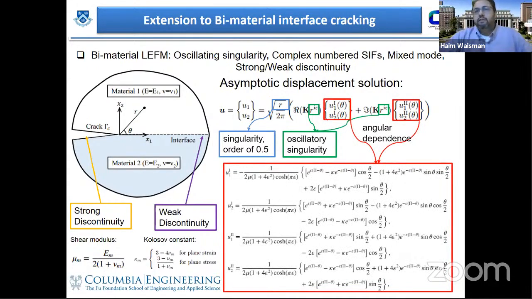And what we have done here is propose to use special enrichment functions, which also take into account the two different materials. So basically, we call that material dependent enrichment functions in the case of bimaterial problems.